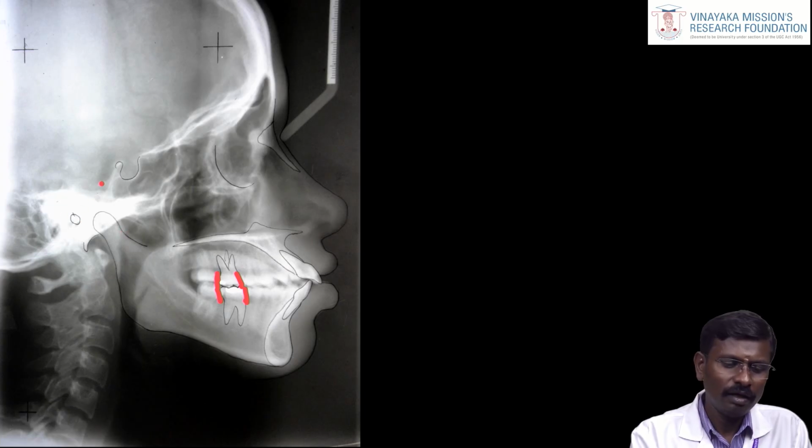This is the porion. I already said that 2 porions will be there. One is the machine porion. Can you see the one small round here? This is the machine porion, that is the ear clamp. And this is the point where you have to draw the anatomical porion.